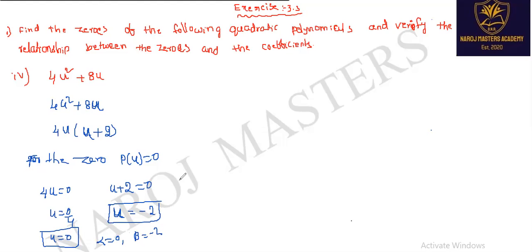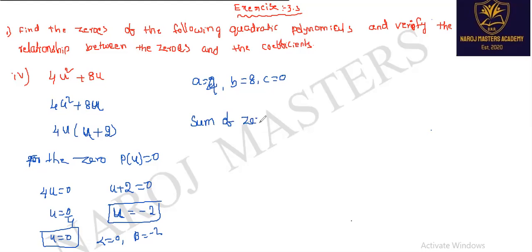To check whether these two are correct or not, substitute in the relationship between the coefficients and zeros. So what are the coefficients of u in this quadratic polynomial? So a is equal to 4, b equal to 8, and c equal to 0. Now sum of zeros.